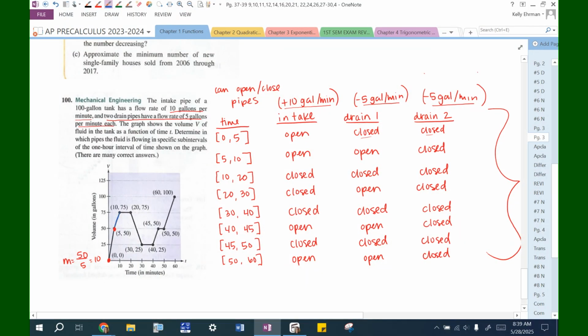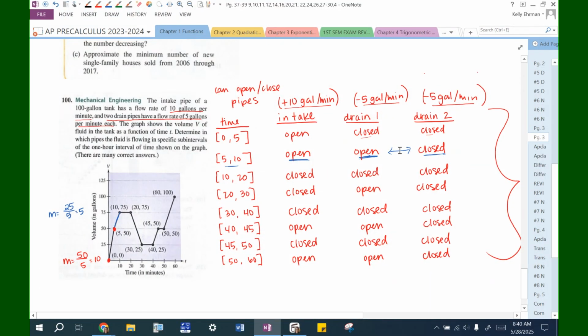So here, now the volume is going from 50 to 75. So now the slope is 75 minus 50, which is 25, in a matter of 10 minus 5 minutes. So now the slope is 5. So water is still coming in, but it's not coming in at 10 gallons per minute anymore. It's only coming in at 5 gallons per minute. So that means that from 5 to 10, you have to keep the intake valve open. But in order to slow it down to 5 gallons per minute, you've got to open one of the drains. So I opened drain 1 and I kept drain 2 closed. You could have switched this. That's why there are many different answers here.